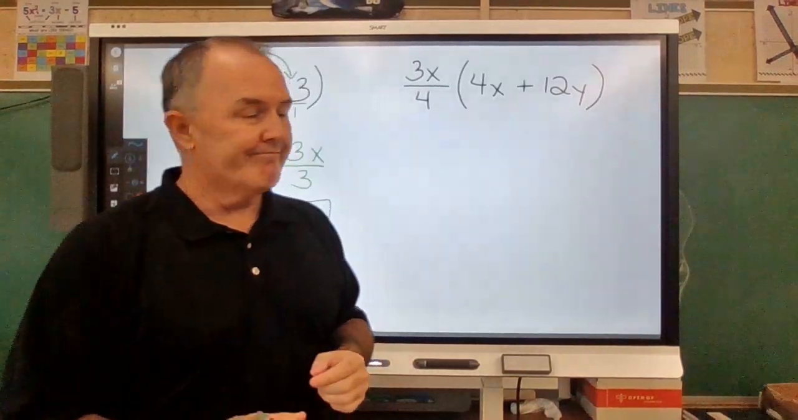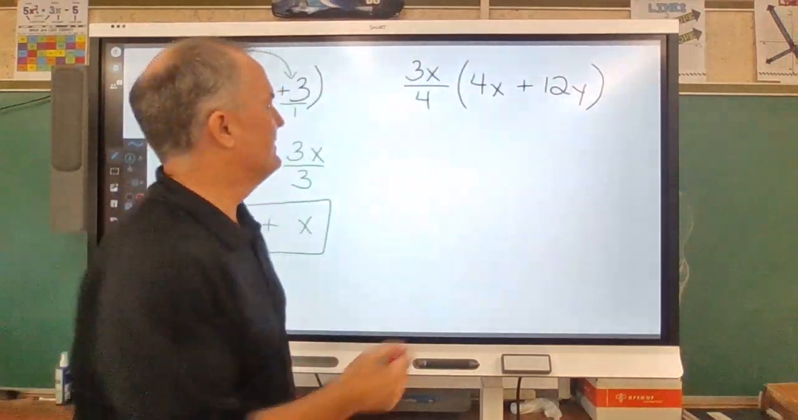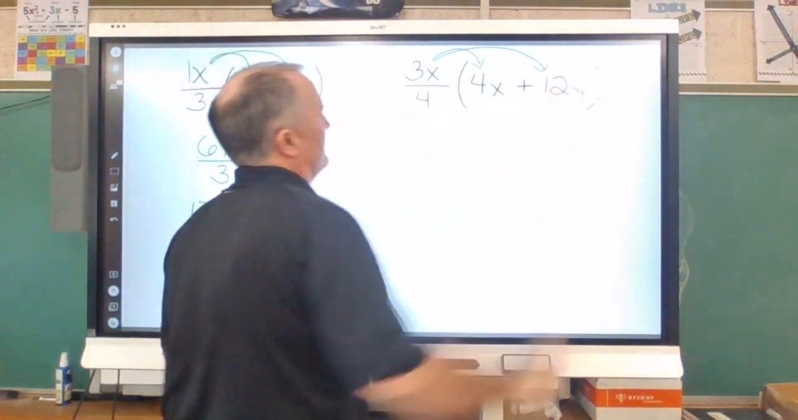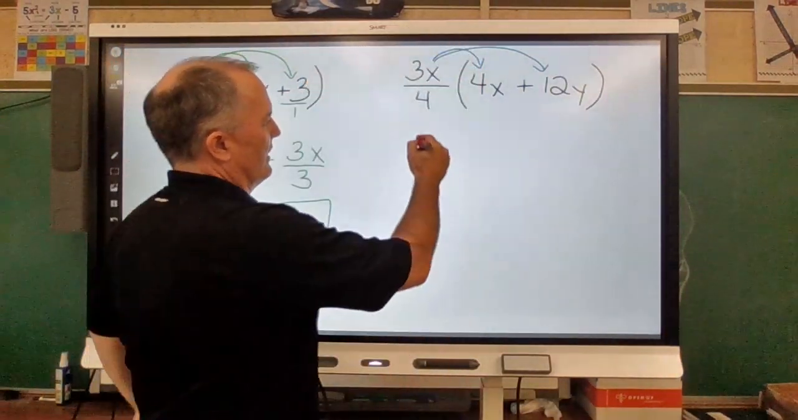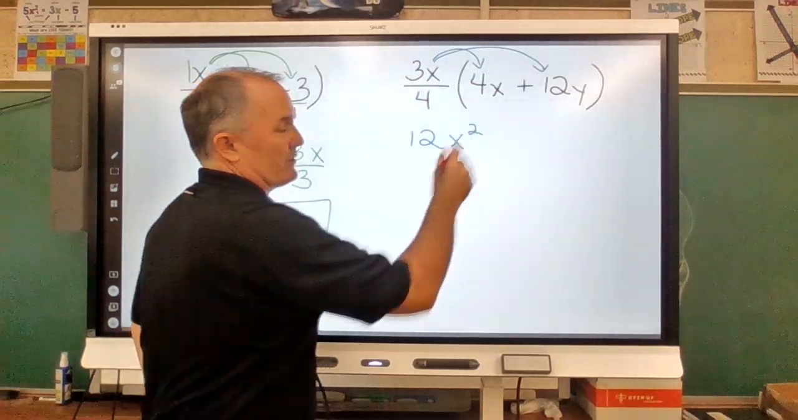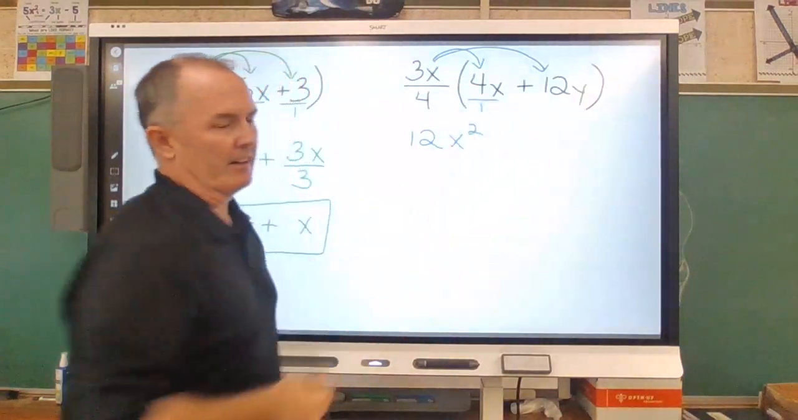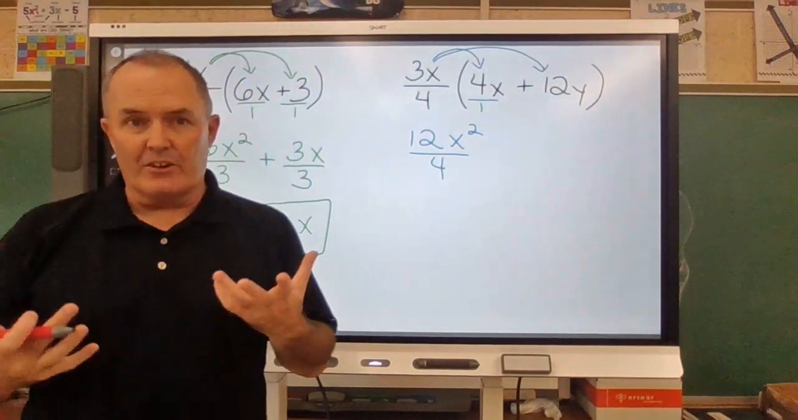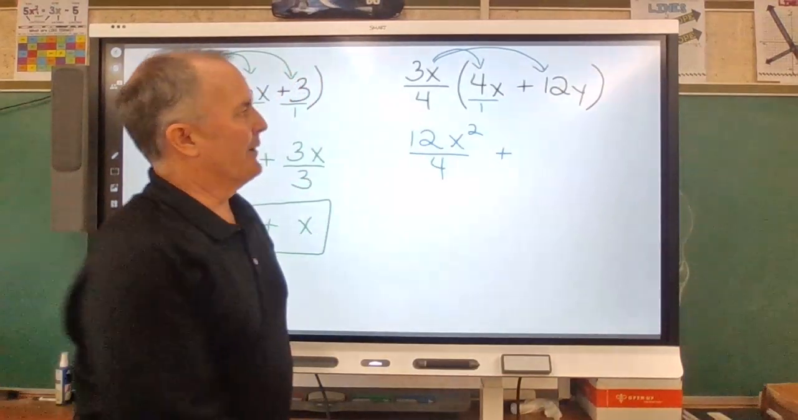All right, same rules apply. Whatever's on the outside, we're going to multiply by each individual term on the inside. And we're going to multiply like fractions again. So 3 times 4 would be 12. x times x is x squared. 4 times the 1 that would normally be underneath here would just be 4. That's our first term. We're going to add this together. Now we do the second term.